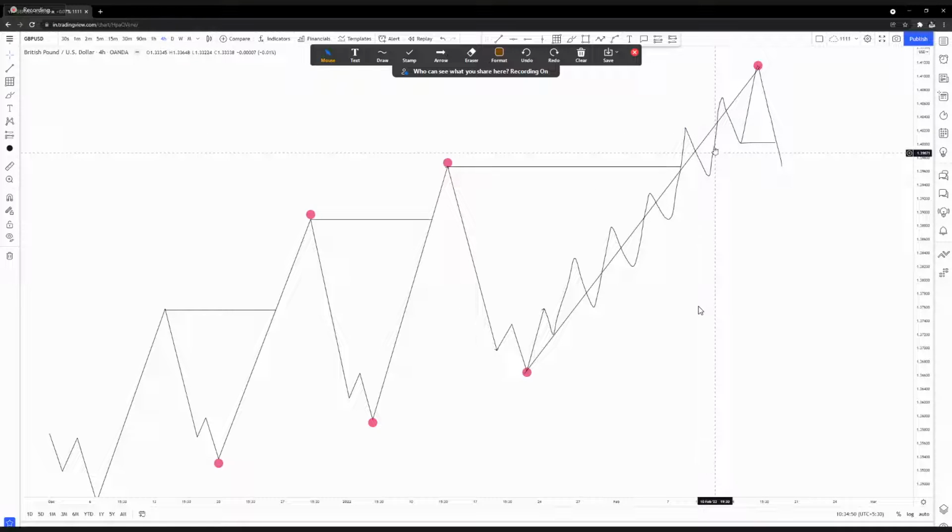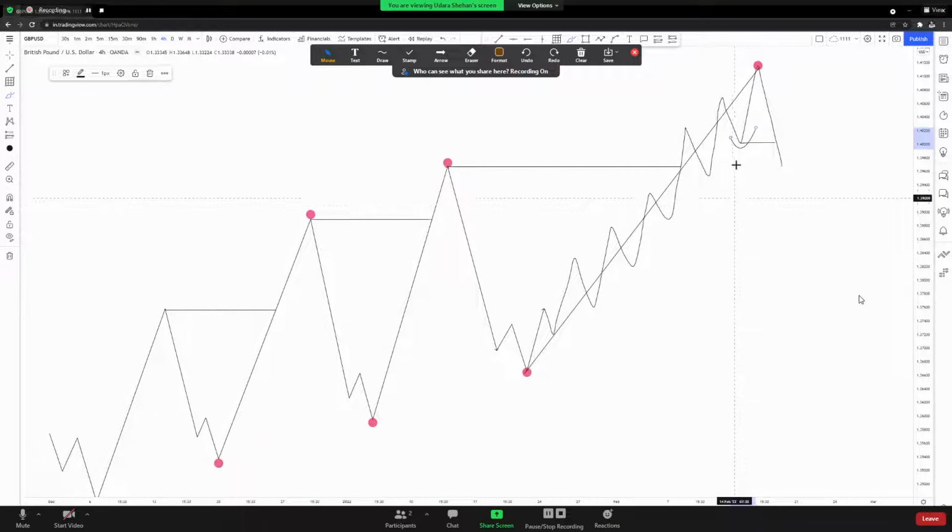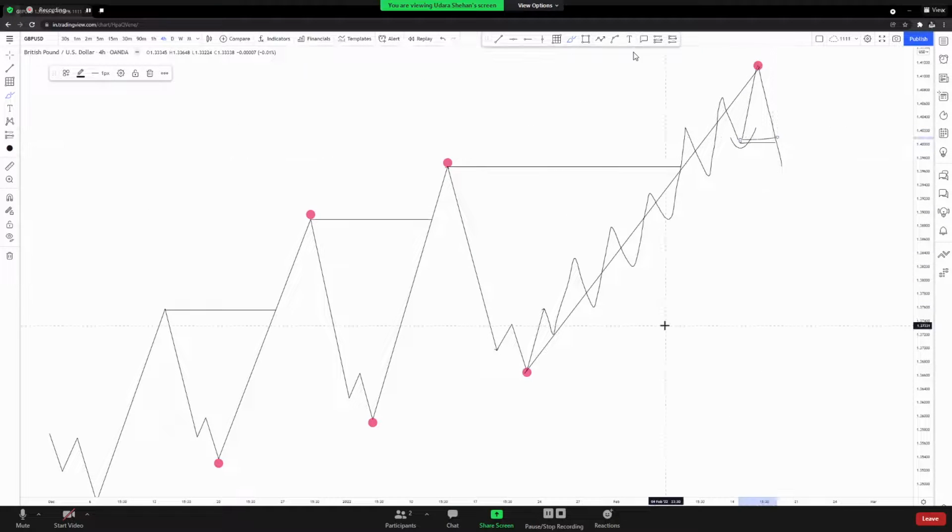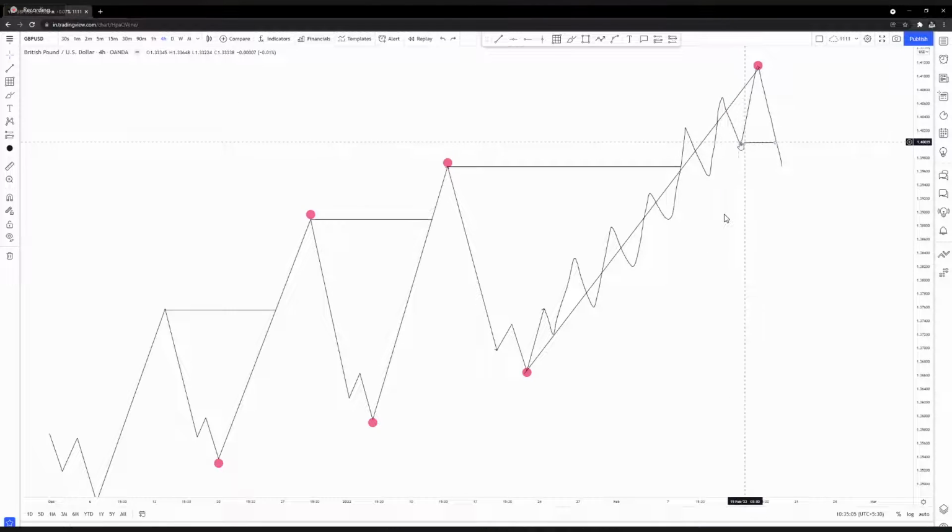Now, when I say a break of structure, I mean a swing low. You saw the swing low, right? A swing low getting broken. That's it. The three candle formation getting broken. That is all I want to see. After breaking out of this high, I want to see a swing low getting broken.